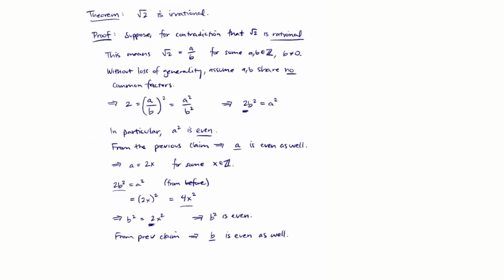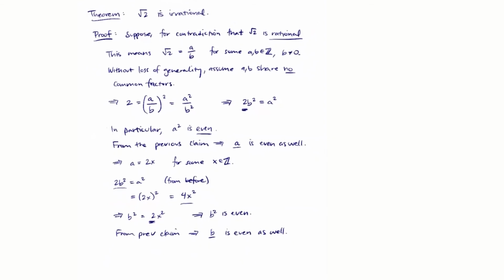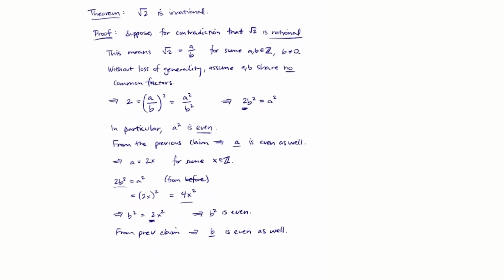But now pause, because I claim we've reached a contradiction. What is the contradiction? It's a little bit strange, but take a look here. b is even, we just proved it. a is even as well, but we assumed that a and b shared no common factors. And this is a contradiction, because a and b necessarily must share the common factor 2. This is a contradiction.